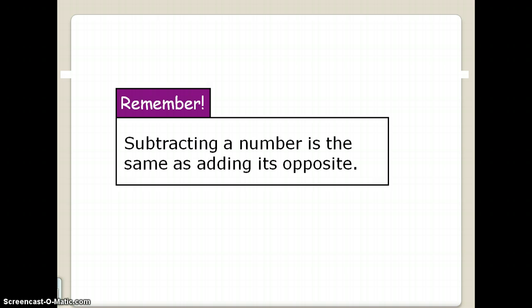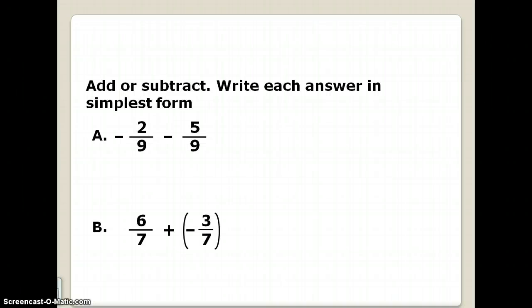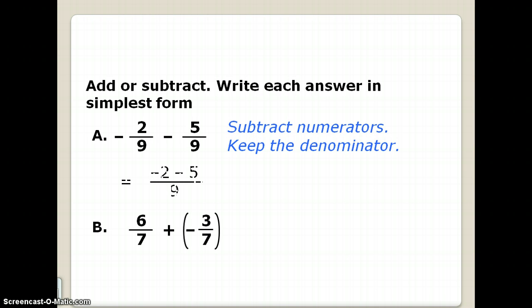Remember, with integers, subtracting a number is the same as adding its opposite. So let's add or subtract. Write each answer in simplest form. Example A is in your notes. -2/9 minus 5/9. We see a common denominator, which means that we can put the numerators together. -2 minus 5. Remember, when you're at -2, subtracting 5 means moving 5 to the left, giving us -7/9.